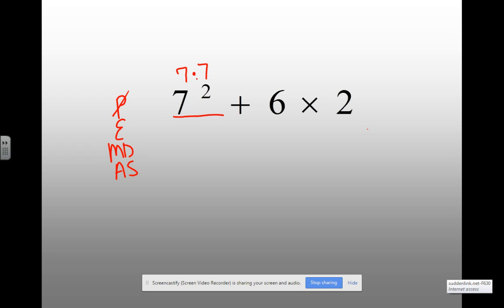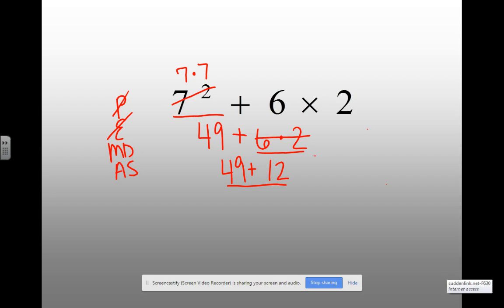So I've got to evaluate that part first. 7 to the 2nd power is 49. Now I'm going to mark that out and bring everything else down. And then I'm done with my exponents. I have multiply and divide. So I'm going to multiply 6 times 2, and that's 12. Mark that out. Bring everything else down.